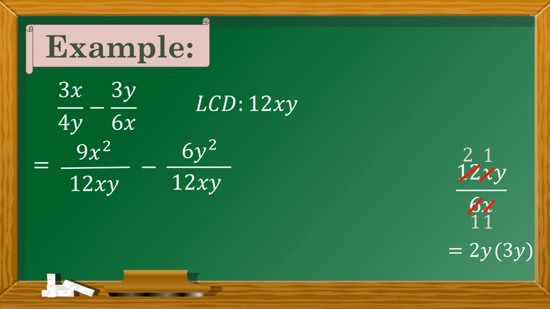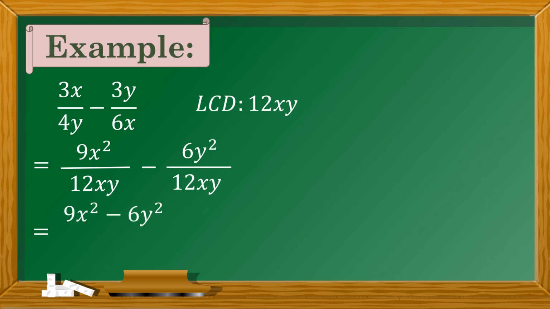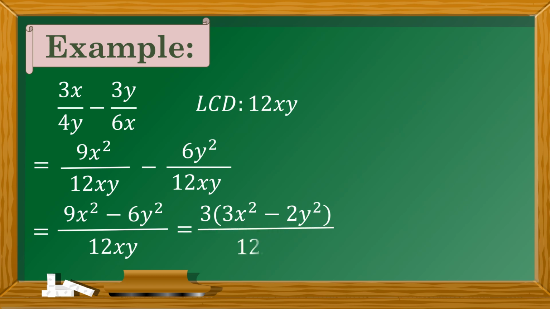Now we can subtract the numerators. So that will be 9x squared minus 6y squared, and then we just copy the LCD, which is 12xy. Simplifying the numerator, we can factor this out. There is a common factor, which is 3. Then we divide the common factor from each term. So that will be 3 times the quantity 3x squared minus 2y squared all over 12xy.